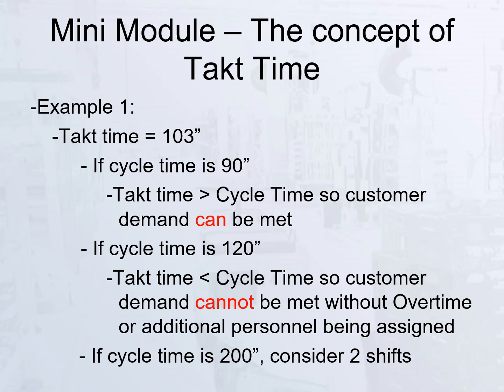We're going to go through another scenario. What happens if cycle time is 200 seconds? Actually, if cycle time was 200 seconds, based on what we saw, the takt time is 103 seconds, we would look at considering 2 shifts.